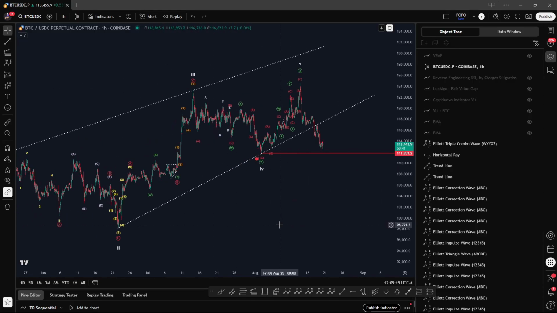Probability-wise, it's most likely done. And this is a complete diagonal. But like I said, it has not broken the rule yet.